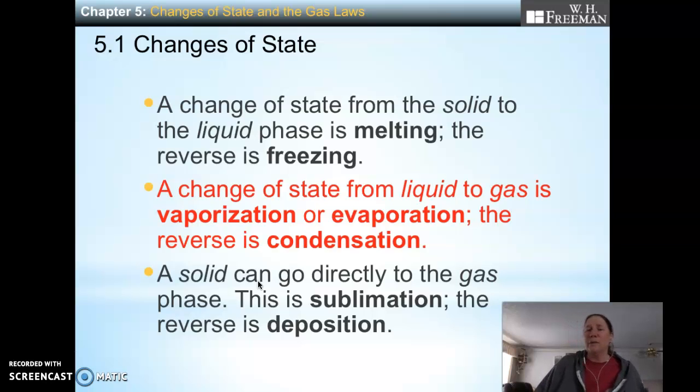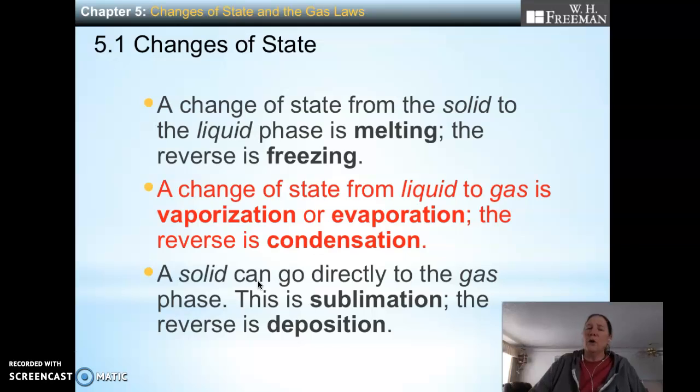You guys ever put carbon dioxide in your punch bowl at Halloween so you get the smoky effect? Okay, carbon dioxide goes from a solid to a gas. It does not become a liquid in between. There's a few other elements. Iodine's another one that does that. It goes from a solid to a gas, but there's not very many.